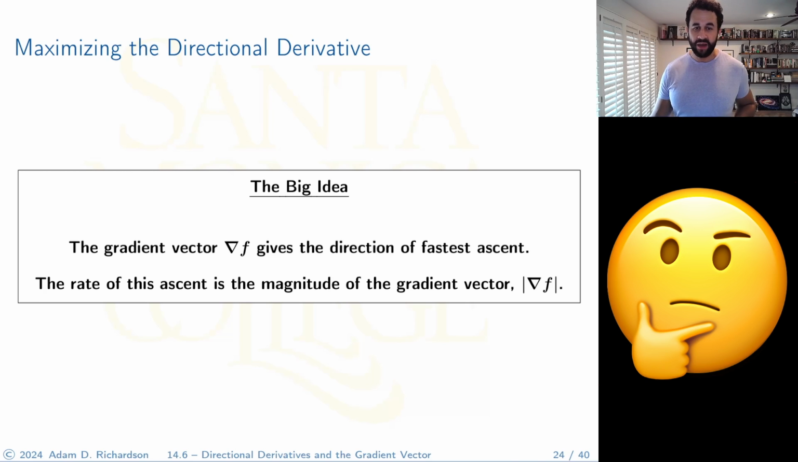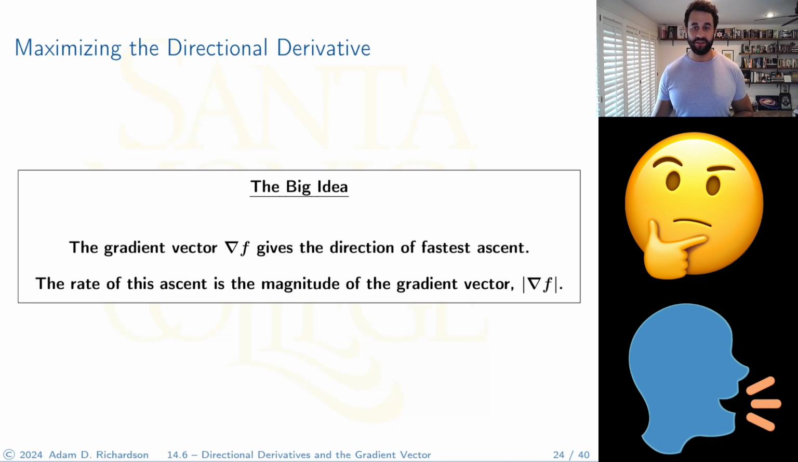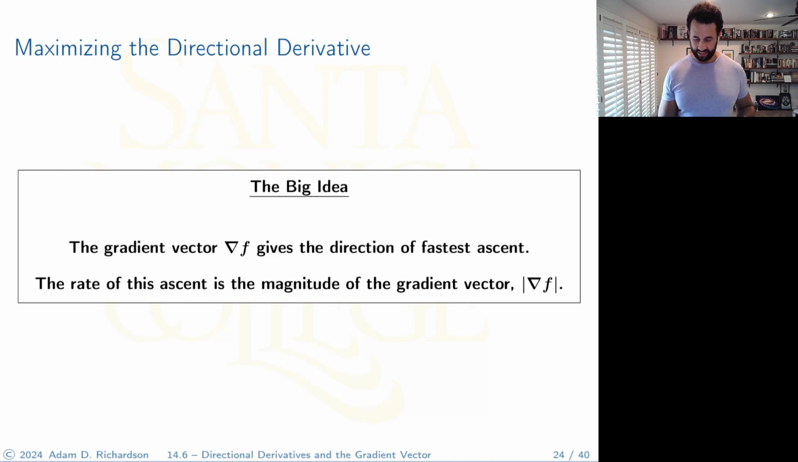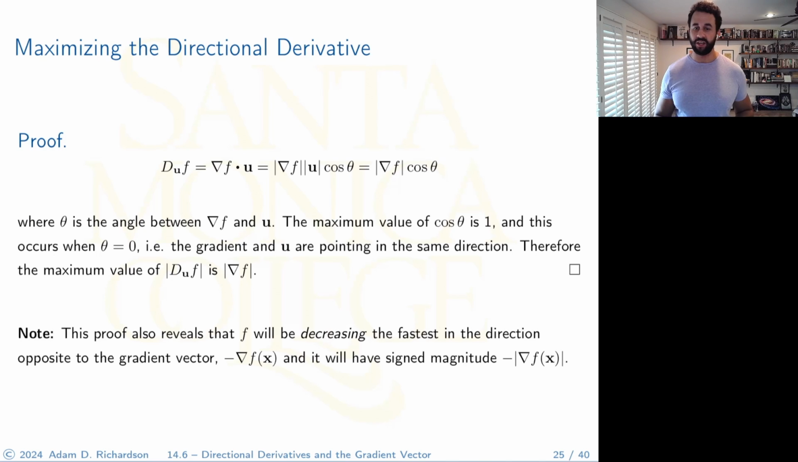Okay, now I want you to actually say it out loud to yourself. So speak these two sentences out loud just so that the big idea of the gradient vector settles in. And then we're going to prove it. All right, here we go. So let's prove that this is the case. So the proof is actually very quick and cute.